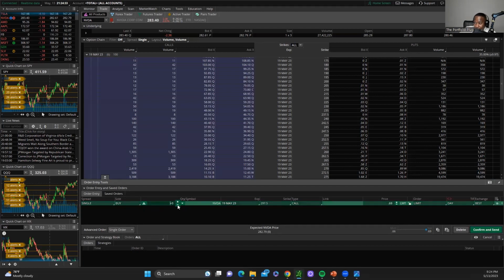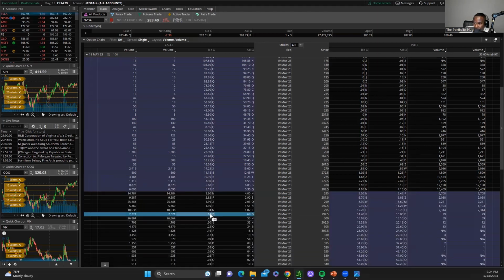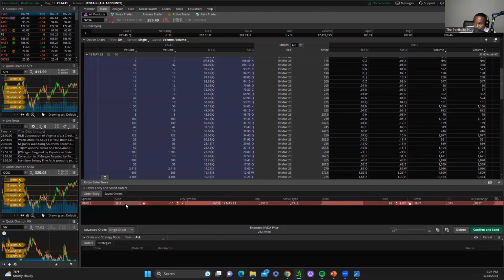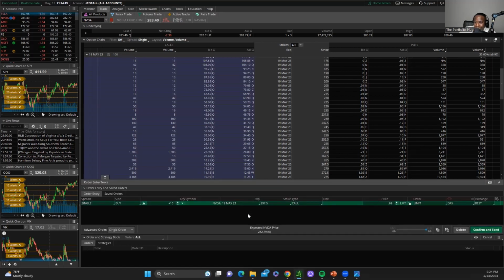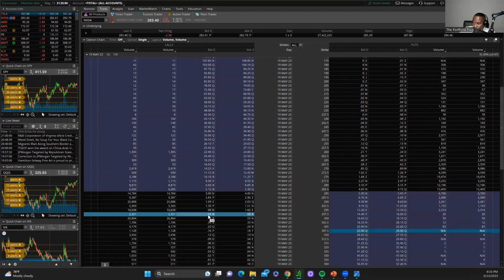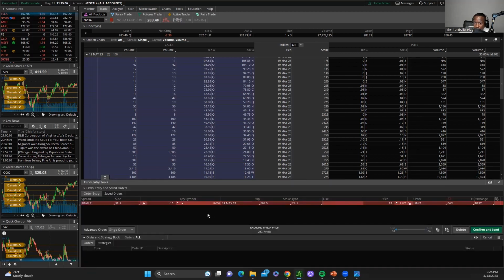And when you click on the bid price, it's going to show you that you are going to sell it. We are always buying, we're not selling. If you click on the bid, you see how it turns red? When you click on ask, we're buying the contracts. We're not selling the contracts. Always buy. That's why you're going to buy at the ask.